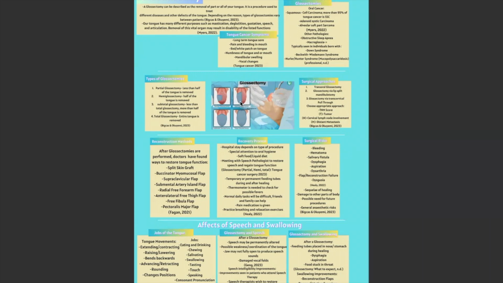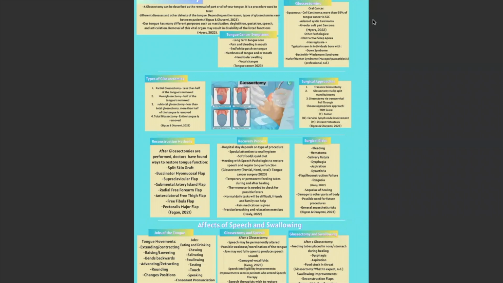The third type of glossectomy is when less than a total glossectomy is performed, but more than a hemiglossectomy is performed. And here you can see that as well. And if you haven't guessed it, a total glossectomy is when all of your tongue is removed. And here's what that looks like.